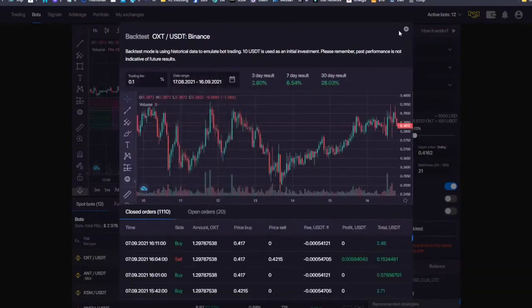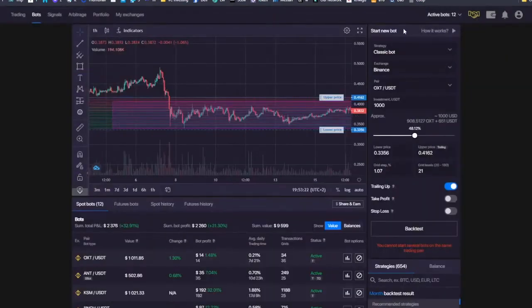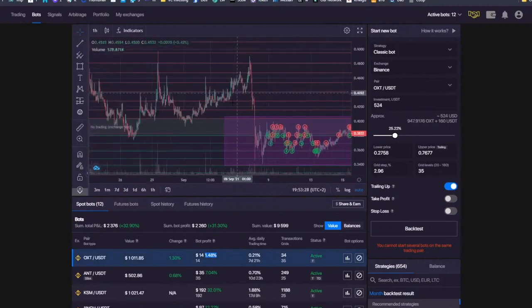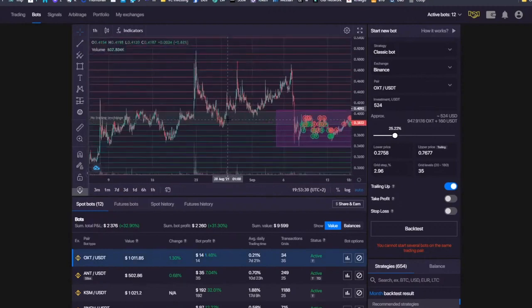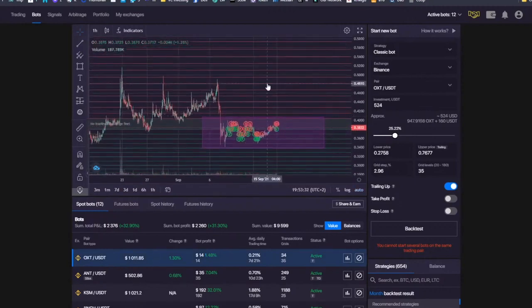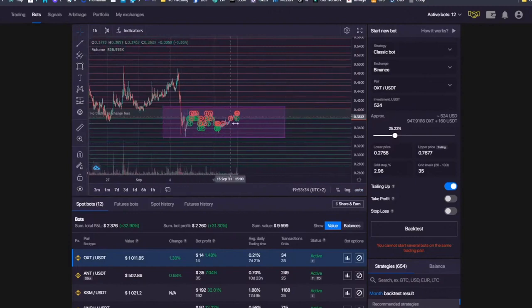So yeah, it would be 6.54% for the last 7 days, which is not the case for me because it's only 1.48%. So yeah, it would make sense if I would expect this kind of sideways market in the next 7 days, then yeah, I would set this kind of narrow setup. But I didn't want to really care much about OXT.